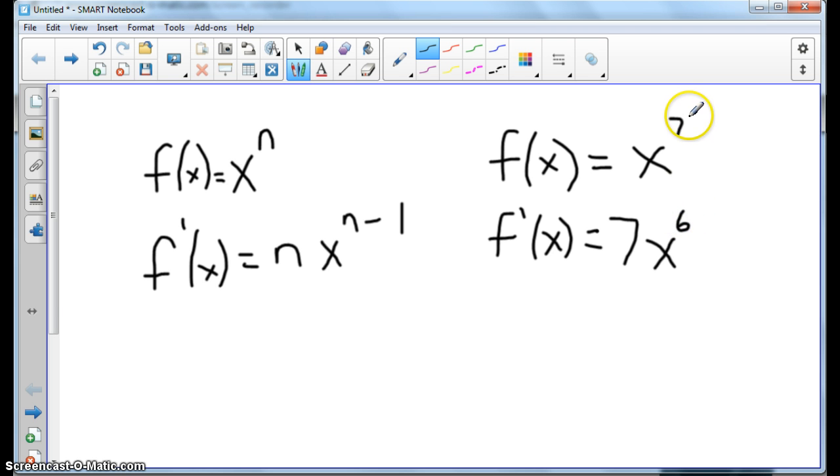So we bring the 7 down. The 7 gets brought down as a coefficient, so it becomes 7x, and then to the 6th power, because you're subtracting 1 from the original exponent. So that's a pretty simple one for the power rule.